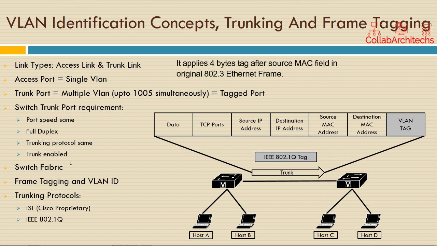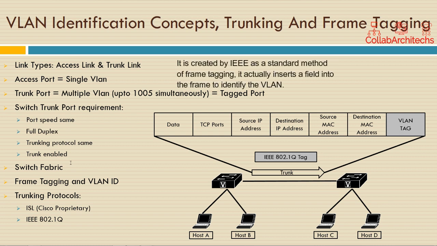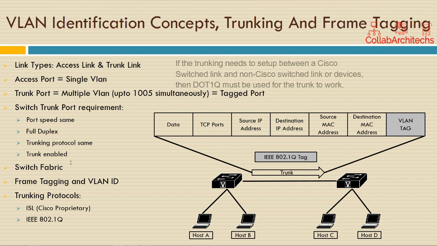It applies a 4-byte tag after the source MAC field in the original 802.3 Ethernet frame. It was created by IEEE as a standard method of frame tagging. It actually inserts a field into the frame to identify the VLAN. If trunking needs to be set up between a Cisco switch and non-Cisco switch or devices, then .1Q must be used for the trunk to work.